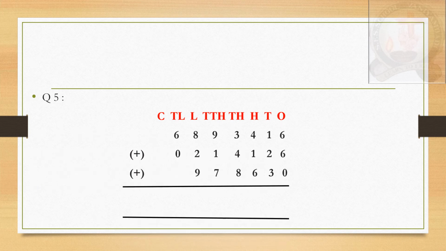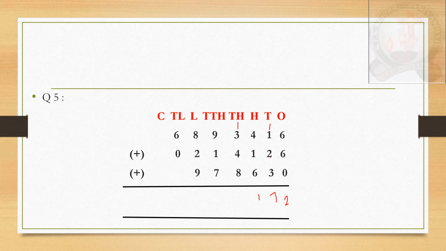Next question is question number 5. We have 3 numbers here too. Okay, let us solve this. 6 plus 6 is 12. For 12, write 2, 1 carry to the next digit. 1 plus 1 is 2, 2 plus 2 is 4, 4 plus 3 is 7, 7 plus 1 is 8... 4 plus 1 is 5, 5 plus 6 is 11, 1 carry to the next digit.